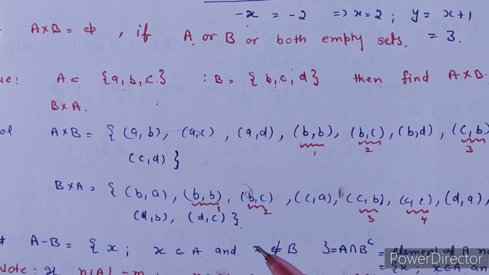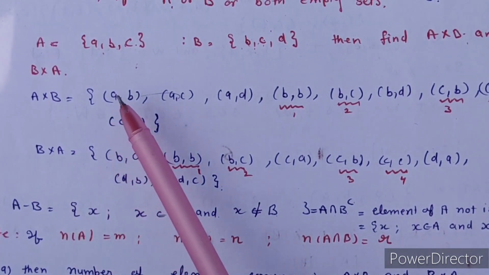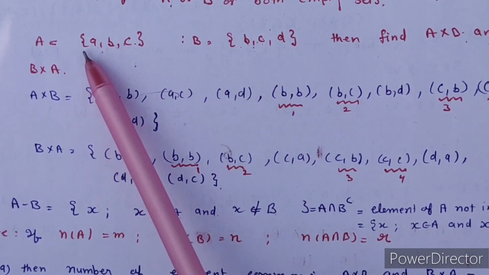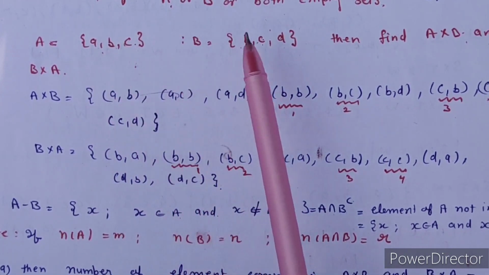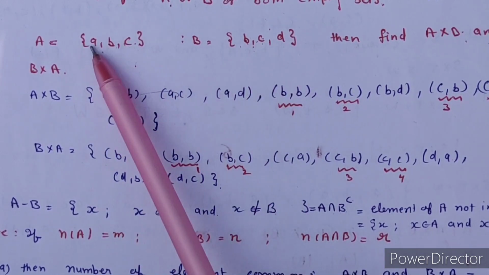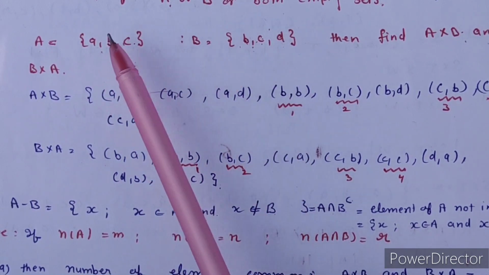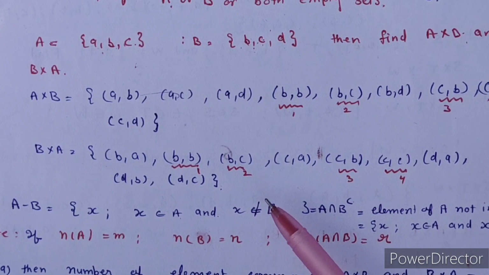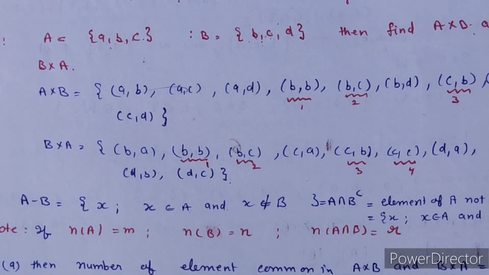Okay. Then write the Cartesian product of B cross A, that is B cross A reverse. So the first element comes from B and the second element now comes from A. So this will be BA, BB, BC, CA, CB, CC, DA, DB, DC. So this is your Cartesian product. Now give me the answer. How many elements are common in set A and set B?